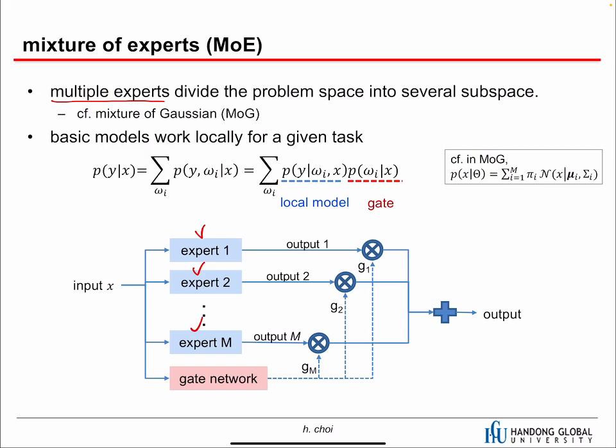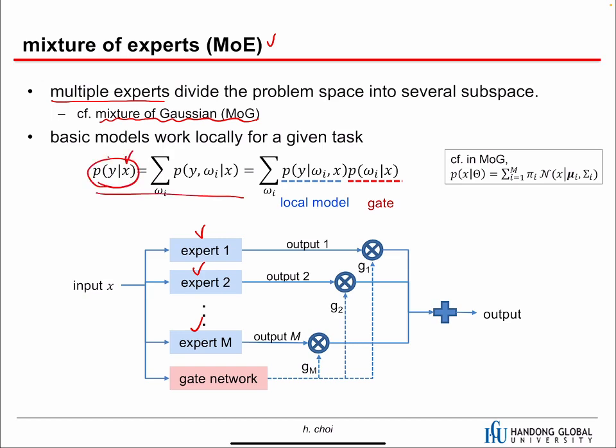And then these experts divide a problem space into several subspaces. Okay, so think about this mix of Gaussian. This mix of experts is different from mix of Gaussian, so I'm going to talk about the difference later. And the Bayesian models work locally for a given task, like this. So this is what we want, right?